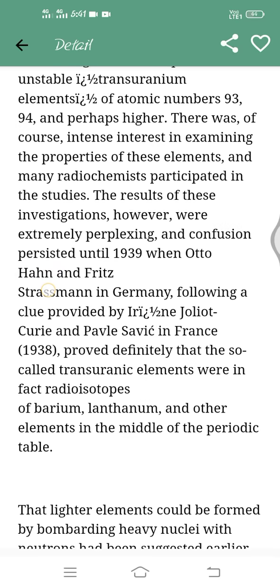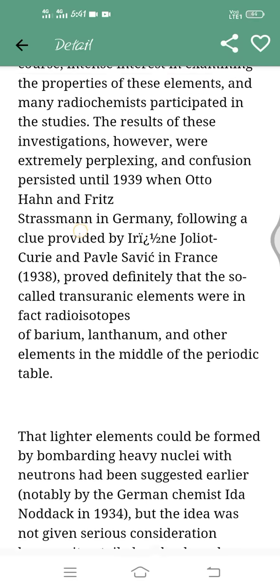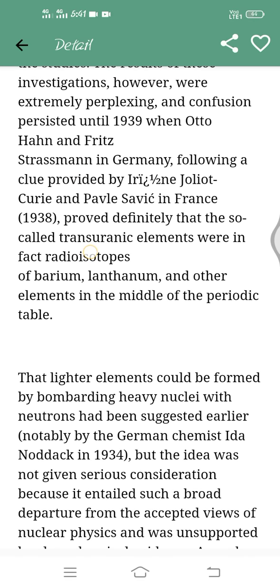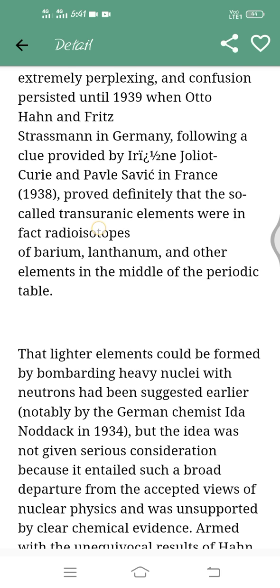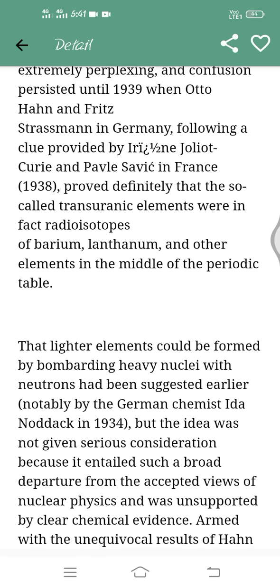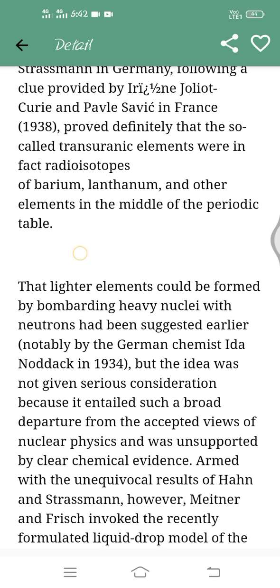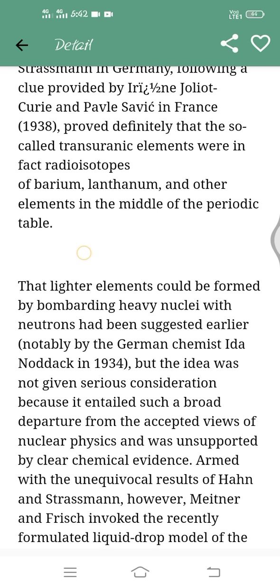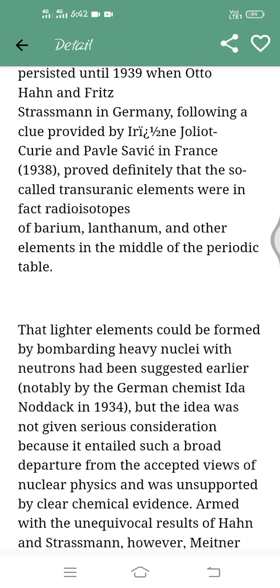In examining the properties of these elements, many radiochemists participated in the studies. The results of these investigations, however, were extremely perplexing and confusing. This persisted until 1939, when Otto Hahn and Strassmann in Germany, following the clue provided by Curie in France, provided definite proof that radioactive isotopes of barium and lanthanum and other elements in the middle of the periodic table were formed.